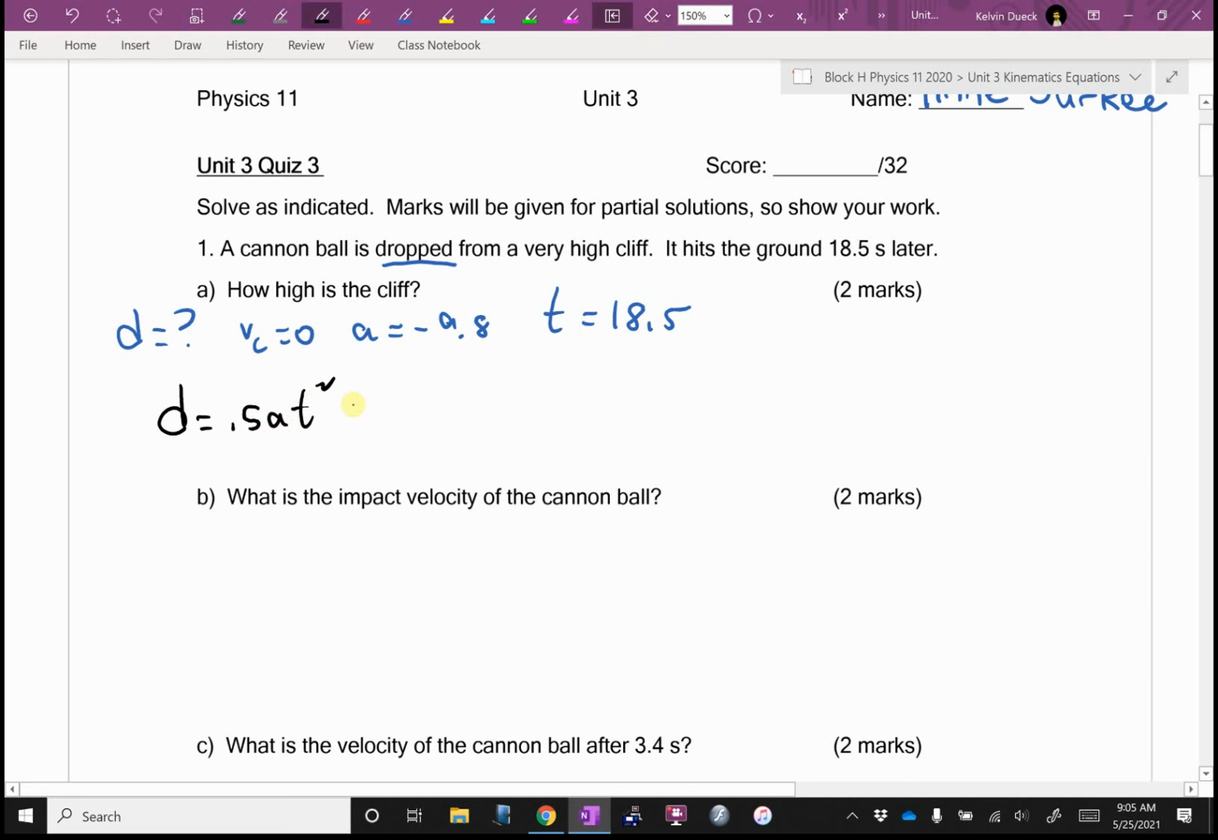I am going to get a negative answer because this is actually finding not a distance, it's finding a displacement. And I'm putting it down as negative. I'm not fussy with the vector symbols, but interpreting the answers is the important part. So I'm going to get 0.5 times negative 9.8 times 18.5. Don't forget the squared.